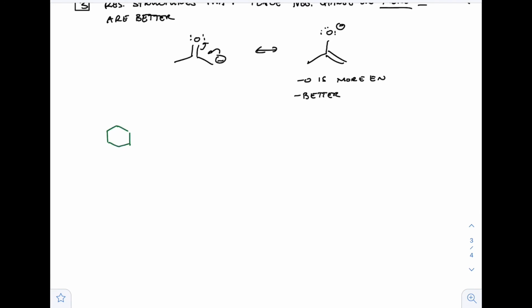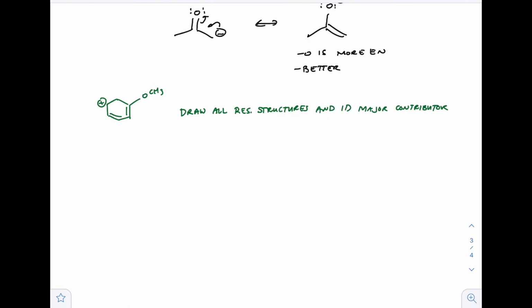It's just, you should be aware of both scenarios or possibilities, okay? And you should be able to explain them as well. All right, so we have this structure right here, this carbocation. We want to be able to draw all the resonance structures and then also identify the major contributor, okay? Now, go ahead and pause the video, try it on your own.